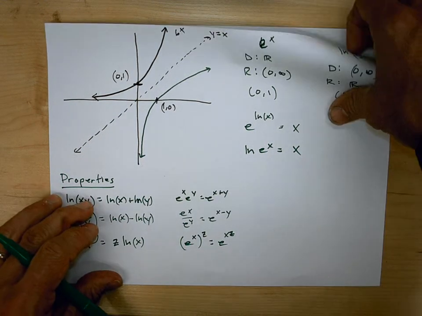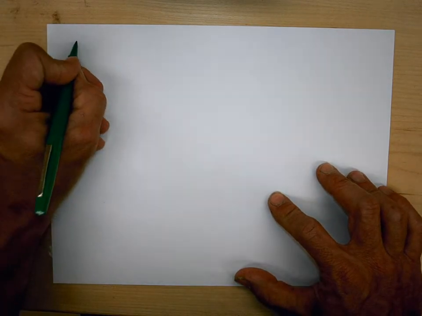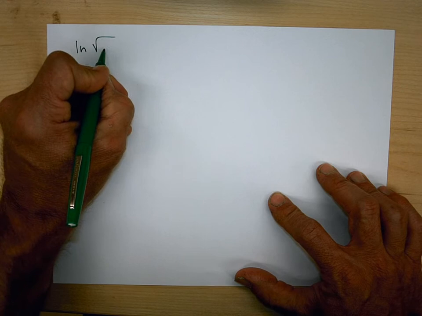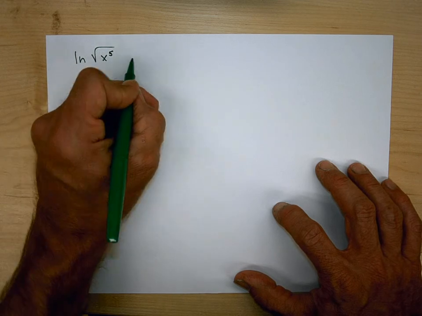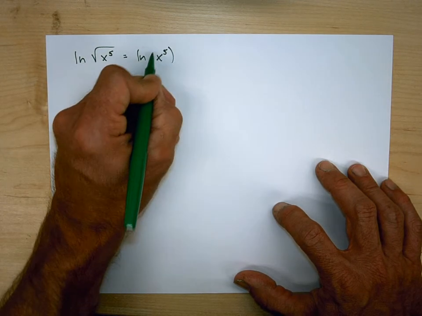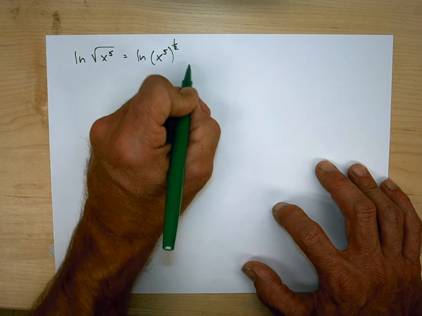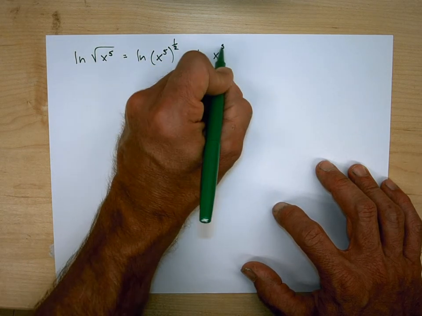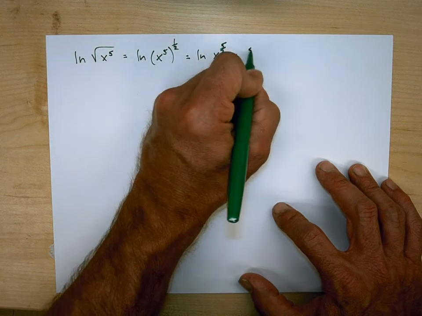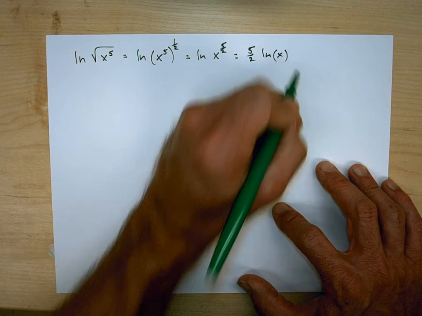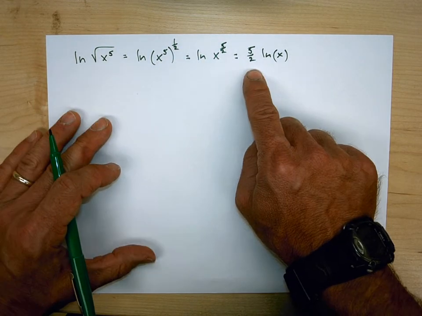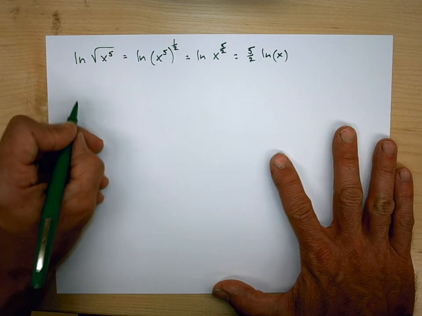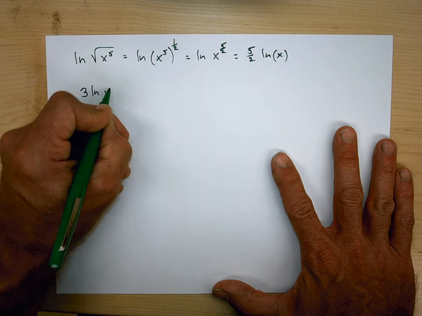Okay, so let's just see a few examples of these properties in action. If I had natural log of the square root of x to the fifth, one of the reasons I want to do this example is just to remind you that the square root is the same thing as x to the 1/2 power. So then I can rewrite this as natural log of x to the 5/2, which then I can rewrite as 5/2 natural log of x. So power to a power, I multiply to get the 5/2, and then I can bring this out front by our properties of logs.